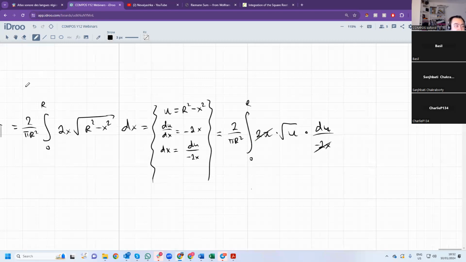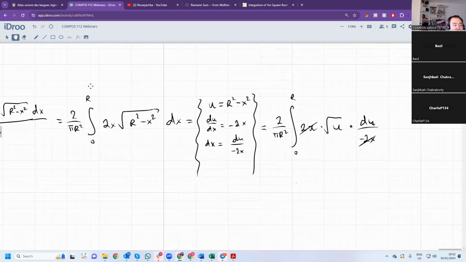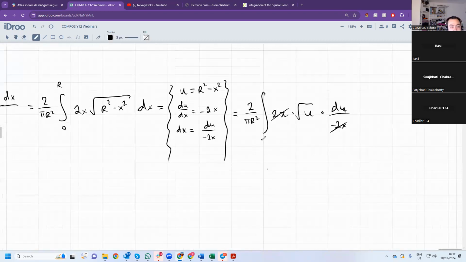And, forgot one thing, very important. I have to change the limits as well. The limits are now u1 and u2 because I've changed the variable. So u1, we substitute 0. It becomes r squared minus 0 squared, so u1 is r squared. And u2, we substitute r: r squared minus r squared, so 0.